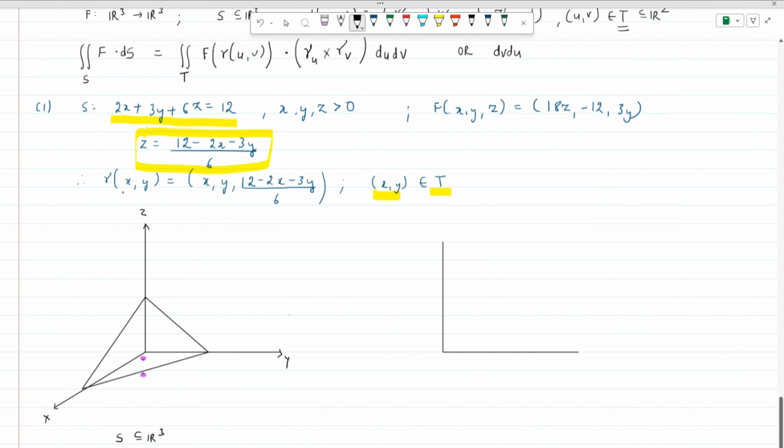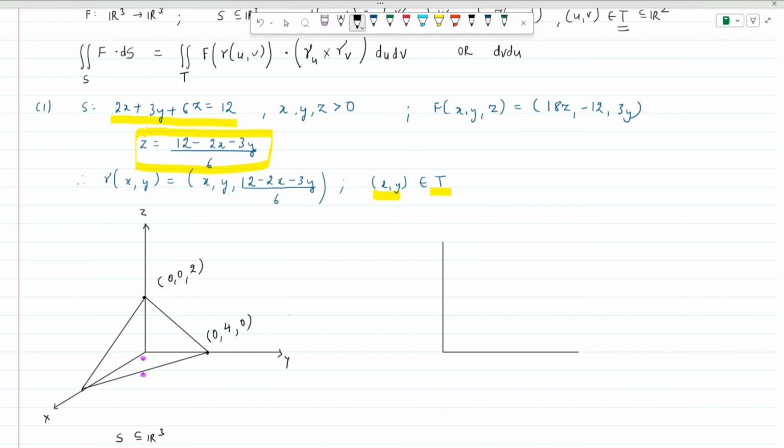Now it represents a triangular plane with one of the vertices on the z axis, and that vertex is going to be when you put x and y as 0 and substitute in this equation of the plane, we get that 6z is going to be 12, and that gives us that z is going to be 2. Likewise, for the coordinate on the y-axis, we substitute x and z as 0, and when we do that, we get y equals 4.